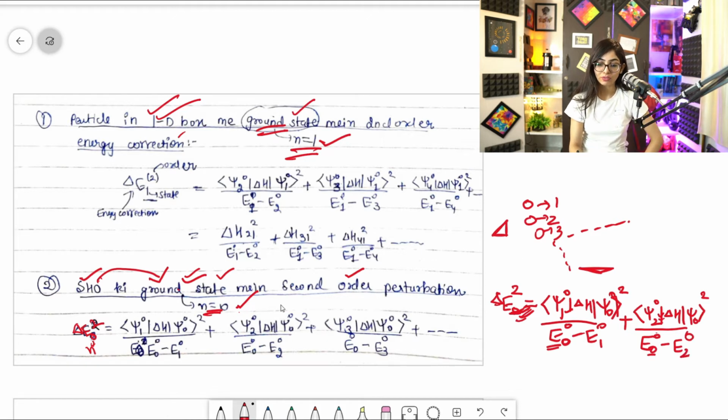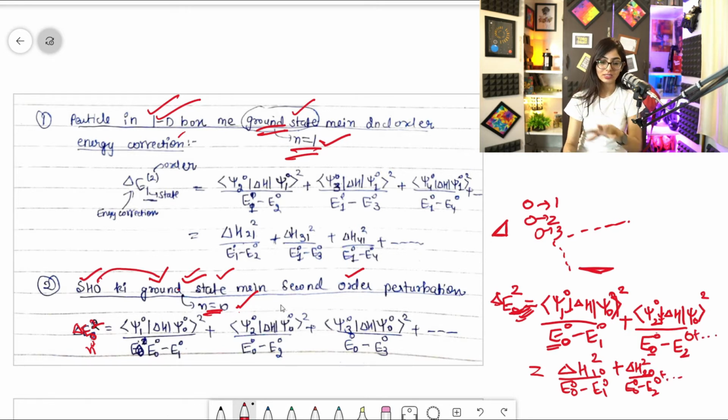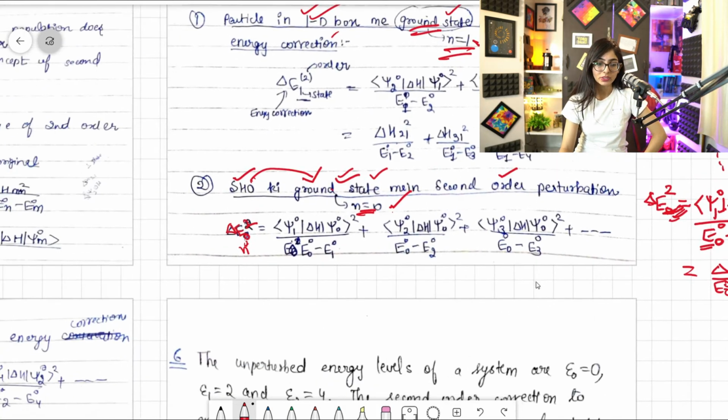So that's how you will find it, and you can also write it in this form: delta H 10 squared divided by E naught naught minus E1 naught. Clear? Plus this delta H 2 naught squared divided by E naught 0 minus E2 naught. Clear, guys? So you can just keep writing for this. Here also you can keep writing till the states whatever is asked in the question. Clear, guys? I hope this thing is clear to you.